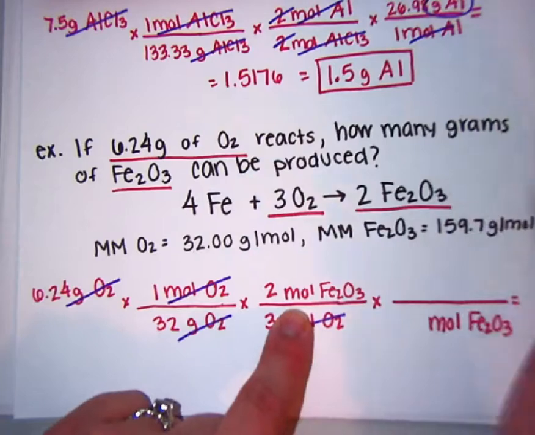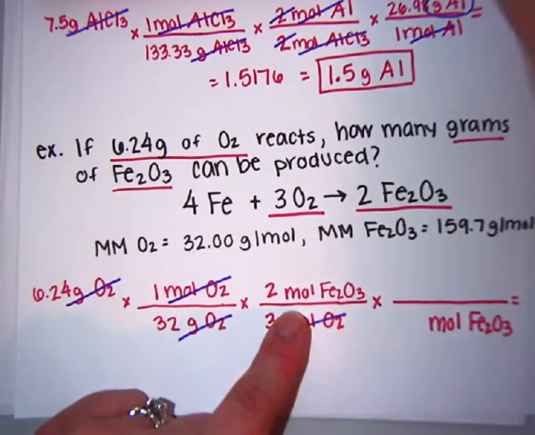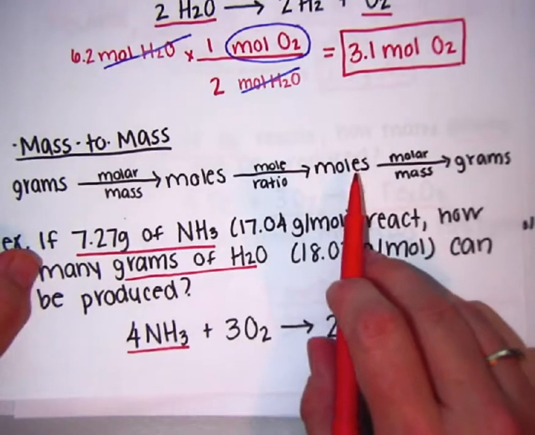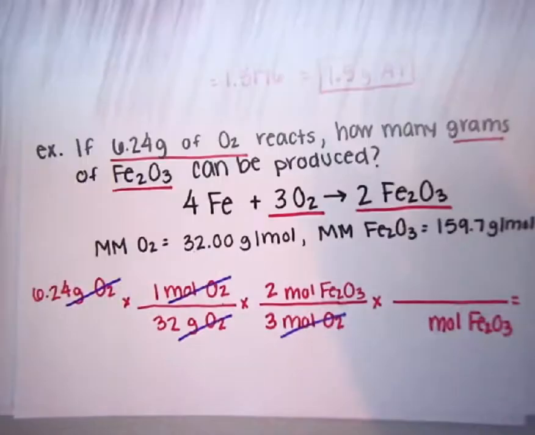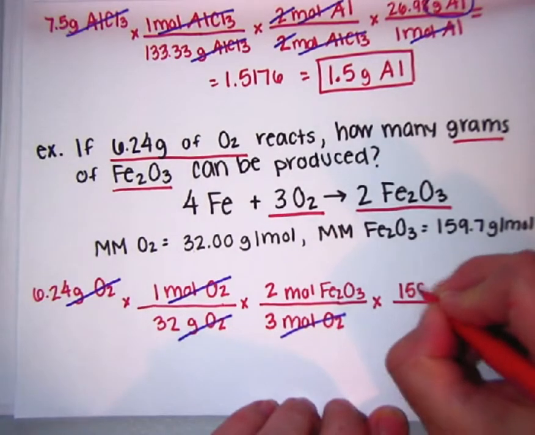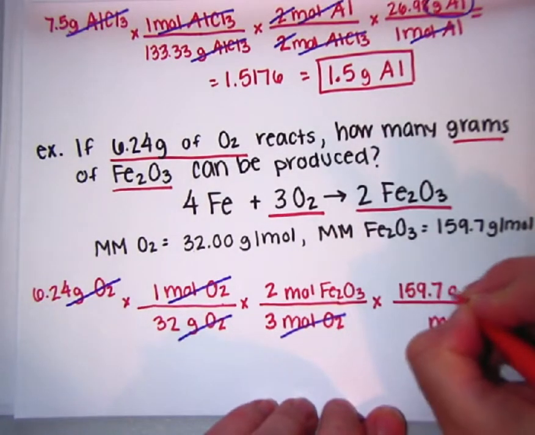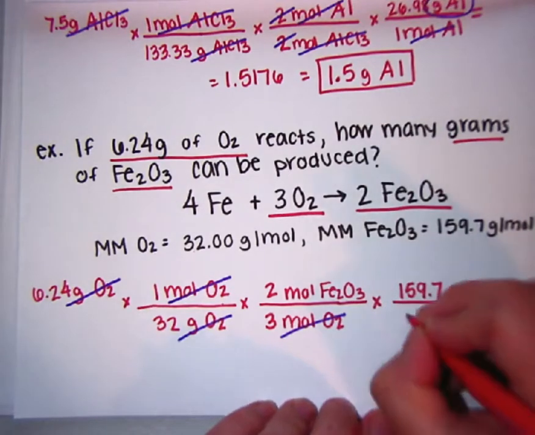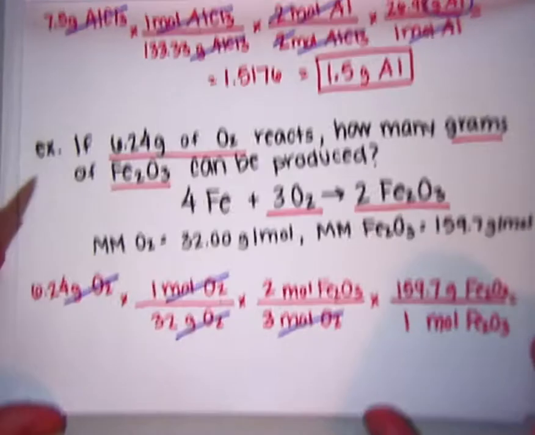So I'm at moles, and I need to get to grams. Think of your conversion factor. The way that I convert from moles to grams is by plugging in the molar mass. 159.7 grams per every 1 mole.